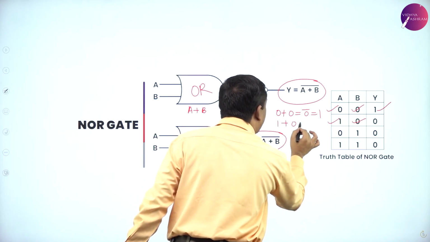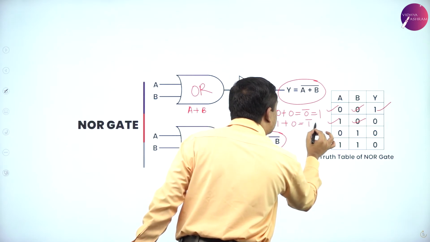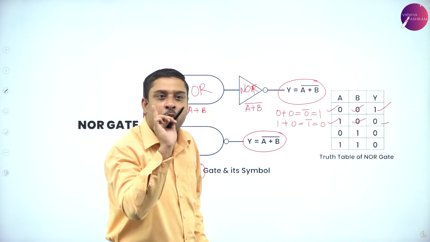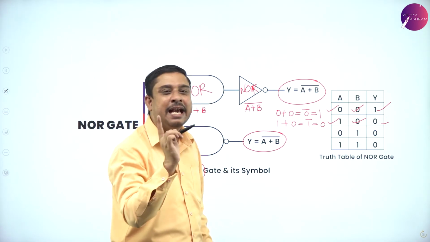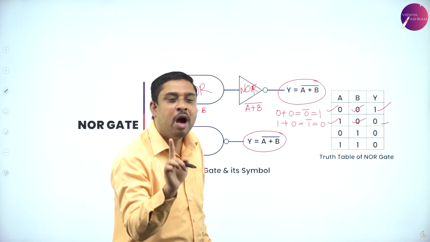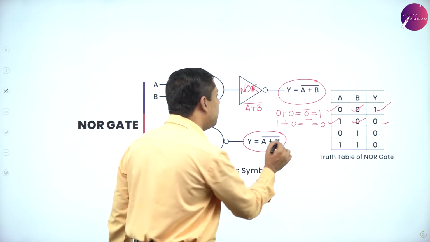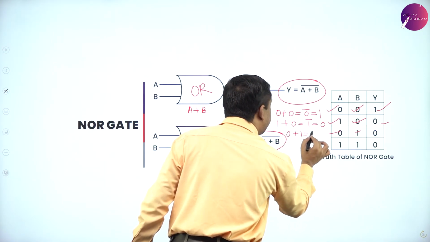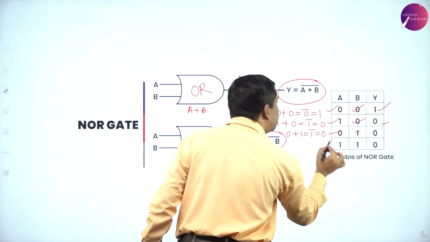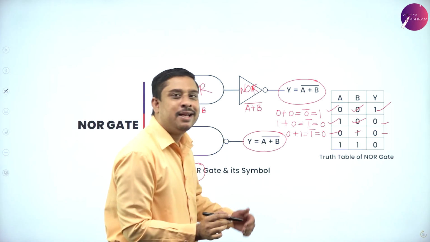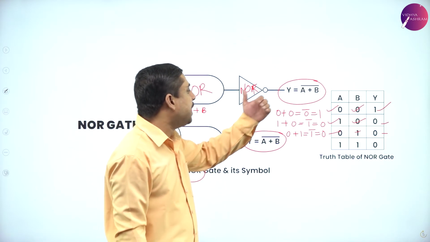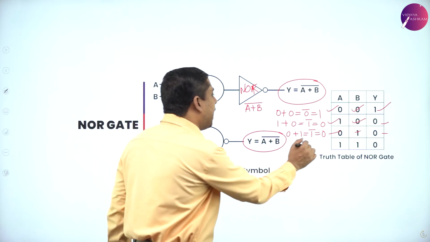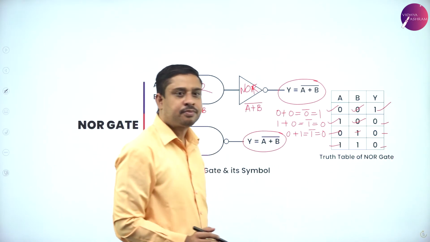Now A is 1, B is 0. 1 plus 0 is 1. This has to be complemented. Output is 0. So when one of the inputs is high and the other one is low, output is also low. 0 and 1. 0 plus 1 is 1, complemented 0. Again, one input is low, other input is high, so the output of the NOR gate is low. Again, 1 plus 1, low.